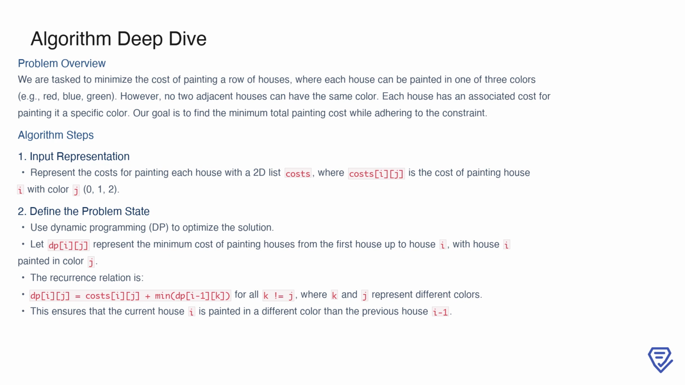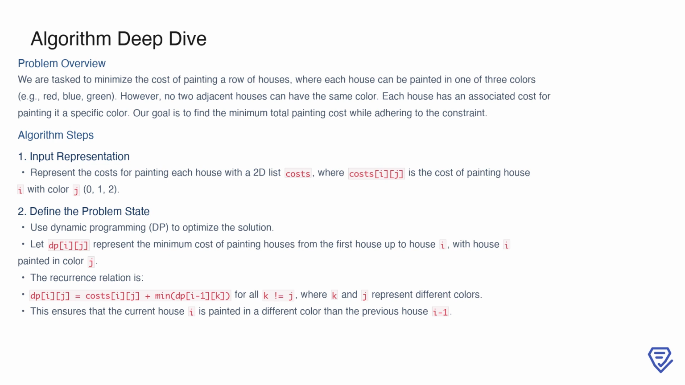where each house can be painted in one of three colors, like red, blue, or green. There's an important constraint: no two adjacent houses can share the same color. The cost of painting each house in a specific color is provided, and our goal is to determine the minimum cost to paint all the houses while staying within the rules. To achieve this, we use dynamic programming.